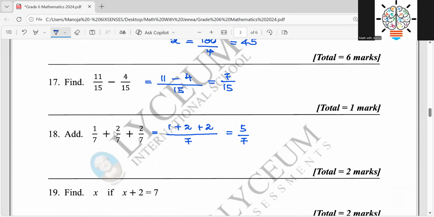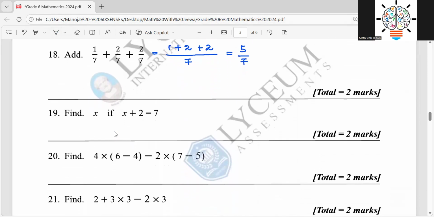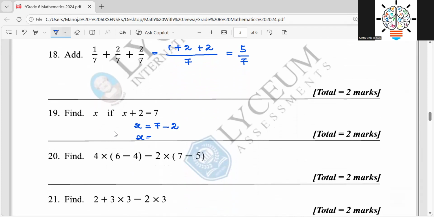5 over 7. Now you can see here they have given 2 marks. That means they are expecting you to show the steps. And the next one, you want to find the x value. You keep x here. You bring that positive 7 to the other side. That becomes negative 7. And x is equal to 5.